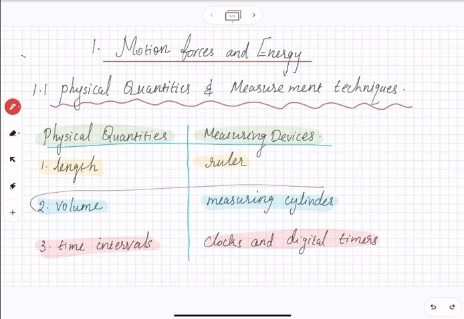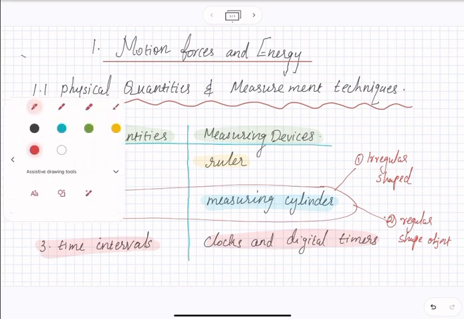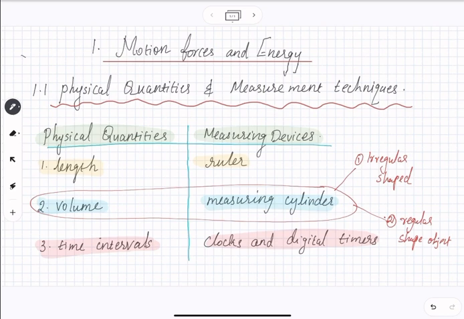Next, when we measure the volume, there are different methods. That is, first, if you have an irregular shaped object, or if you have a regular shaped object, in both cases, measuring the volume is different. If you have an irregular shaped object, we will use a measuring cylinder. How can we use a measuring cylinder? So here we can consider we have a stone which is not having a regular shape. So what we have to do is, as mentioned, we can use a measuring cylinder here.